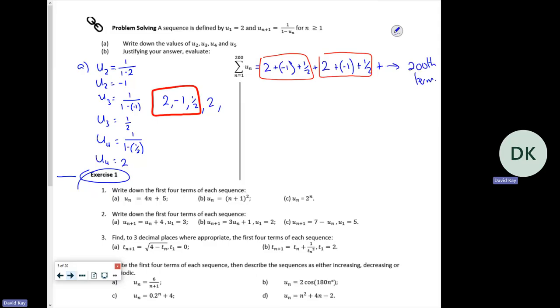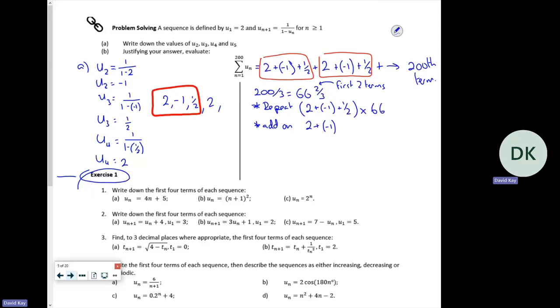So I need to know what the ending is going to be. So this repeats every 3. So if I do 200 over 3, that's going to give me 66 and 2/3. So it will repeat the 2 plus a minus 1 plus a half. It will repeat that 66 times. And then at the end, I've got the first two terms out of the first three. So then we're going to add on the 2 plus the minus 1.